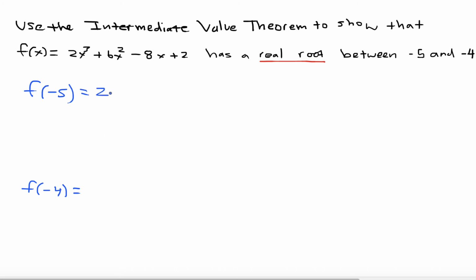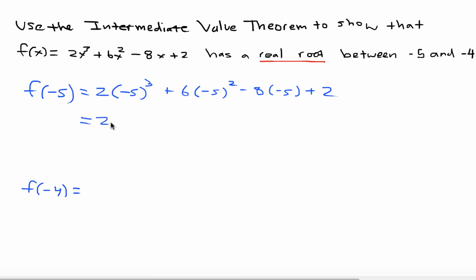So we'll plug in -5 here, and then 6 times -5 squared minus 8 times -5 plus 2, and we'll calculate this. Remember, it doesn't matter if this answer is positive or negative. What does matter is that the other one, f of -4, should be the opposite sign. So what do we get in this case?